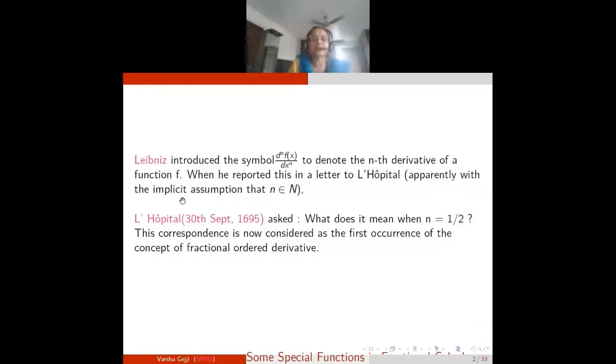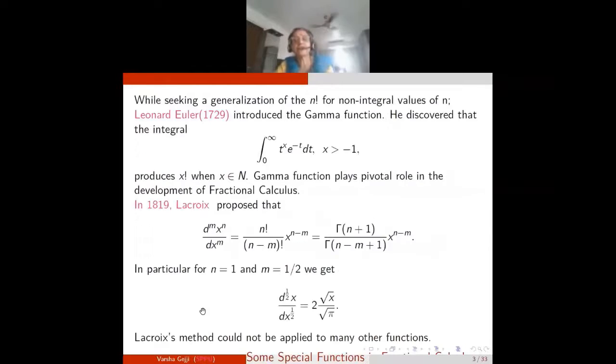As everybody knows, Leibniz introduced this symbol of nth derivative, and he reported this in a letter to L'Hôpital with the implicit assumption that this small n is a natural number. And in a letter dated 30th of September 1695, L'Hôpital asked, what does it mean when n is half? Since then, the development of fractional calculus began in a similar era when calculus was being developed.